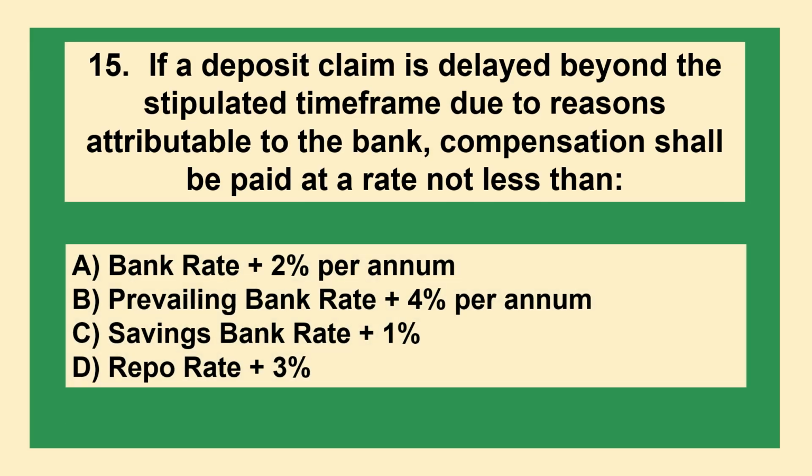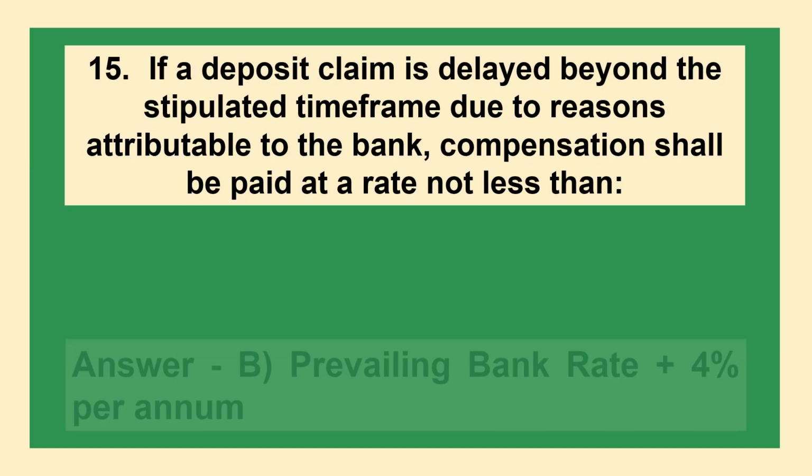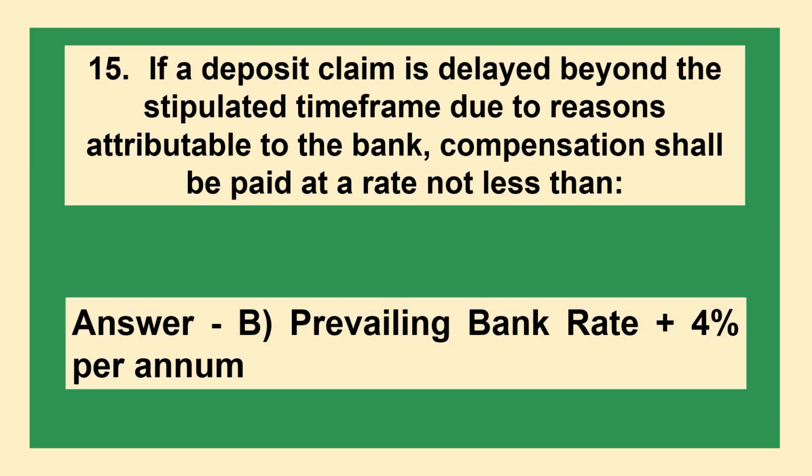If a deposit claim is delayed beyond the stipulated time frame due to reasons attributable to the bank, compensation shall be paid at a rate not less than option A, bank rate plus 2% per annum. B, prevailing rate plus 4% per annum. C, savings rate plus 1%. D, repo rate plus 3%. Answer is option B, prevailing bank rate plus 4% per annum.